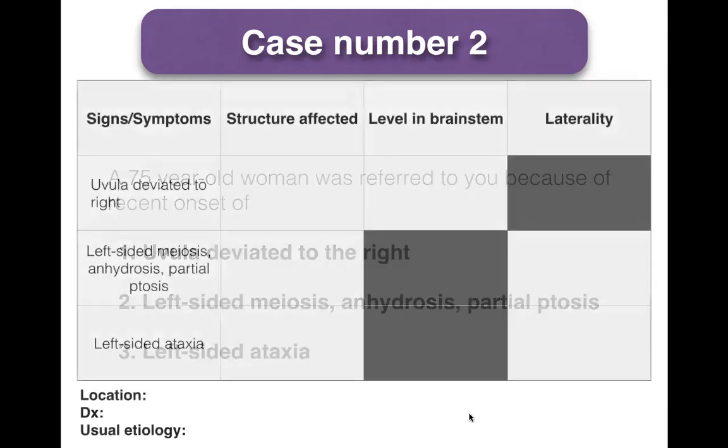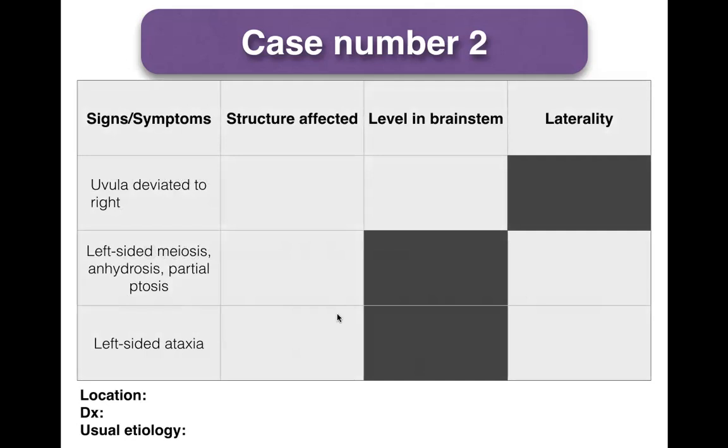Again, let's put it in tabulated form. Uvula deviated to the right. We all know that the lifting up of the uvula is under the control of the vagus nerve, cranial nerve number 10. And the uvula deviates opposite to the site of the lesion. So you can say that what is affected here is cranial nerve number 10 on the left side.